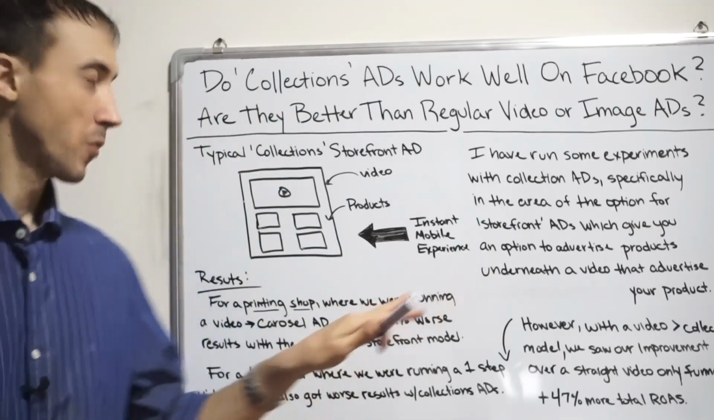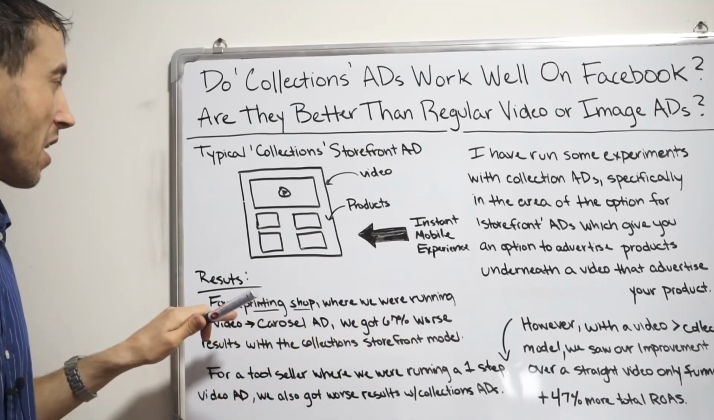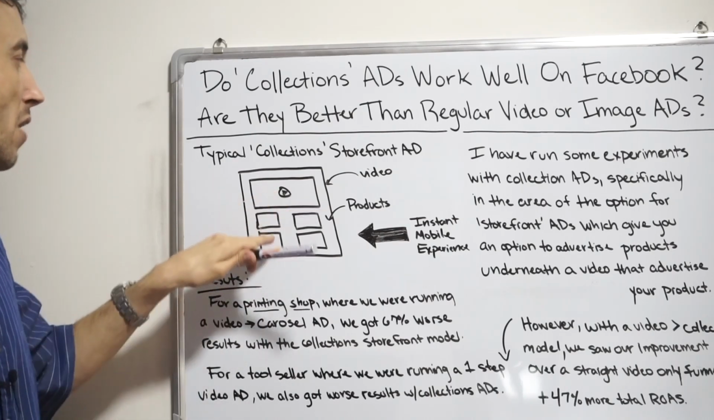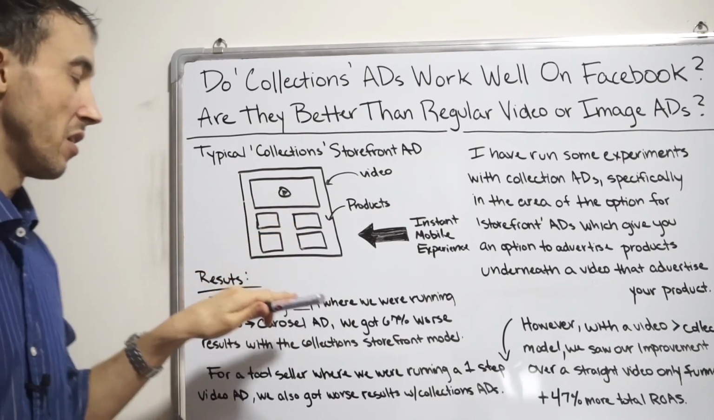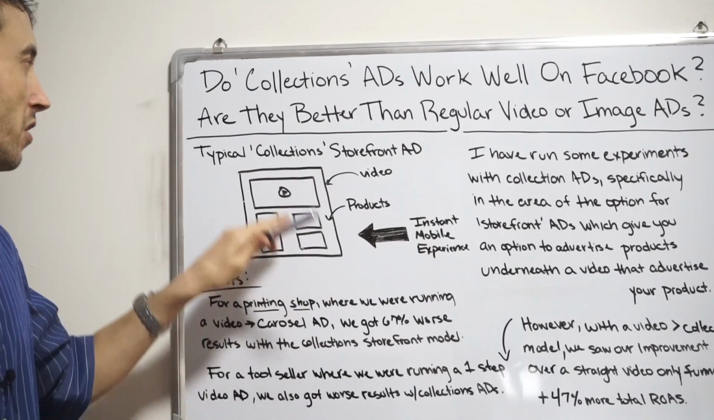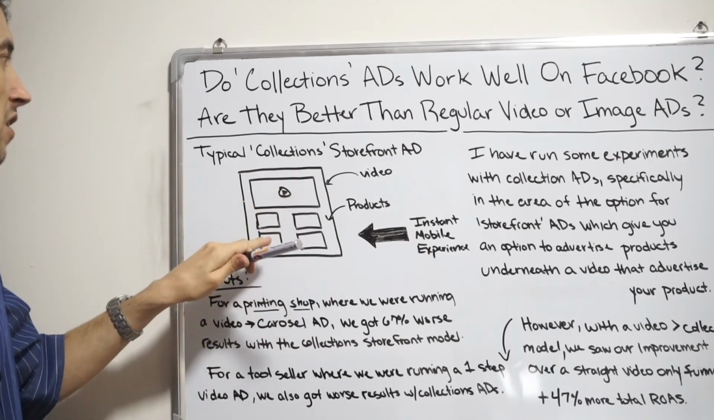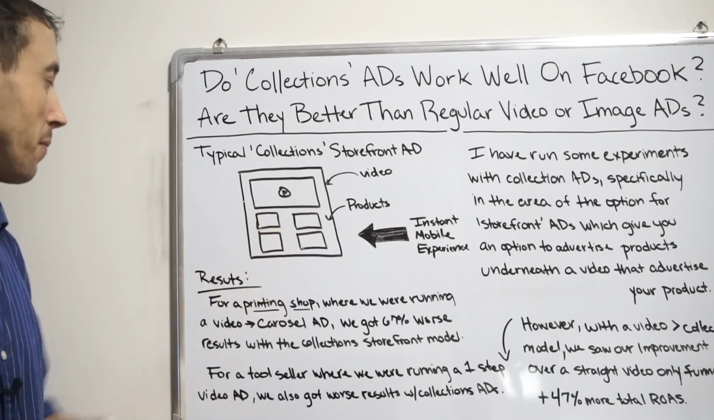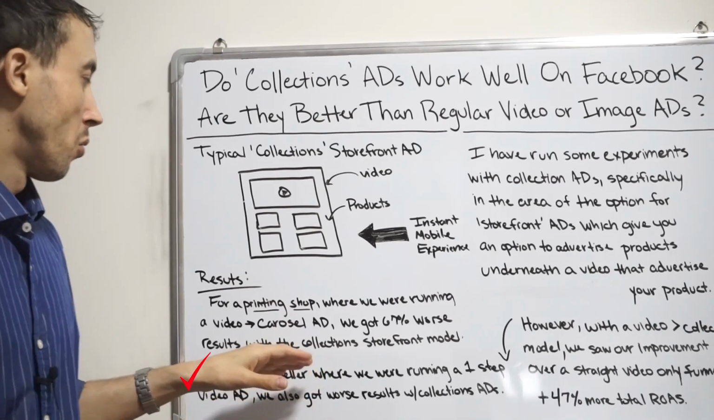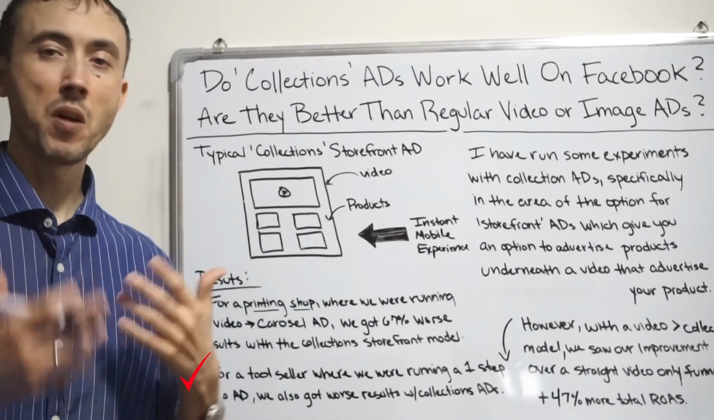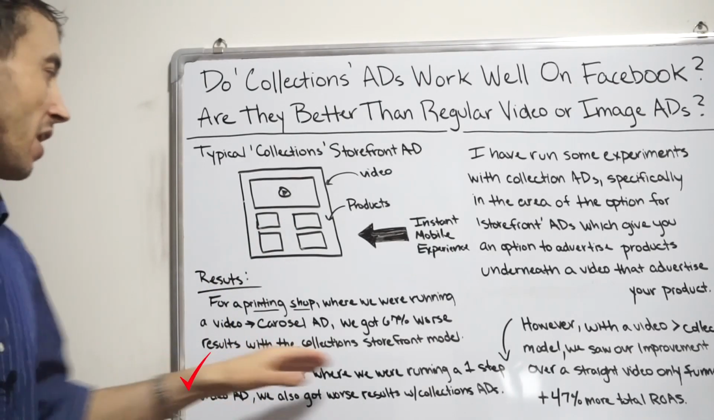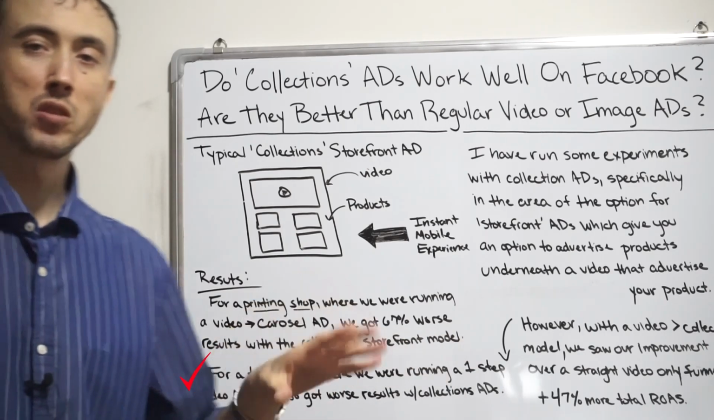So anyway, no surprise necessarily that a video ad and then a carousel ad, a two-step, worked much better than doing a one-step with a video ad and having the product showing next to it, the collections ad, for a print shop. That said, moving forward here, for the tool seller, we were running a one-step sale, so we're not talking about a two-step sale, taking that part out of the equation. We were running a one-step video ad, so we're still talking about video ads.